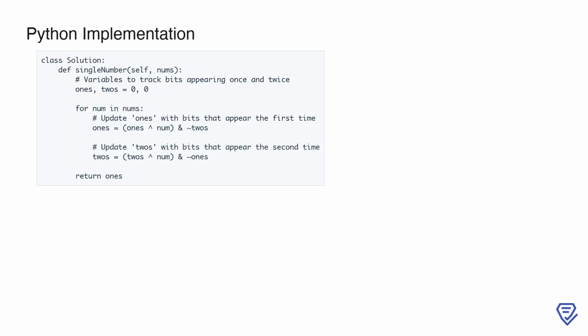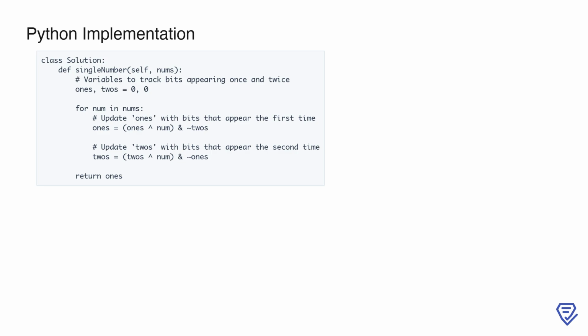3. Final result. After processing all numbers, ones will contain the bits representing the number that appeared exactly once in the array. This is because any bit that appeared 3 times will be cleared out of both ones and twos. 4. Return the result. Finally, we return ones, which holds the single number.